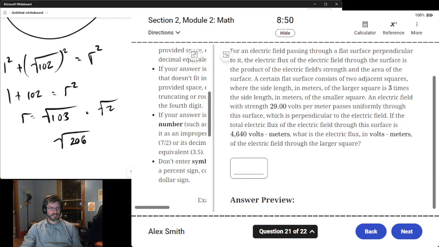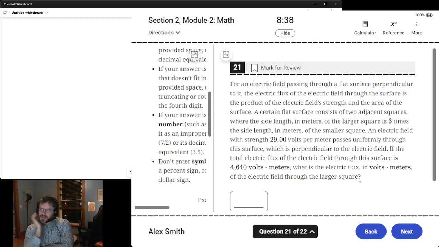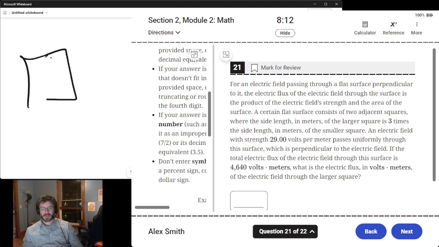All right, come back to this monstrous looking thing. It may look big and scary, but I wonder how the math on this is going to work out. I bet that circle question is the hardest one on this set. Okay. Electric flux, whatever. Okay, product of the electric field strength and the area of the surface. So they just gave us what to do here. We're going to take the product of the surface area times its field strength. Two adjacent squares, side length in meters is 3 times the side length of the smaller. So we have 2 squares, x and 3x.